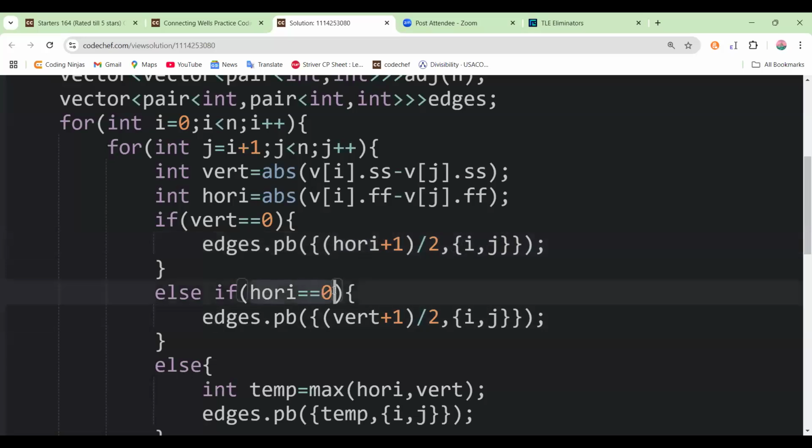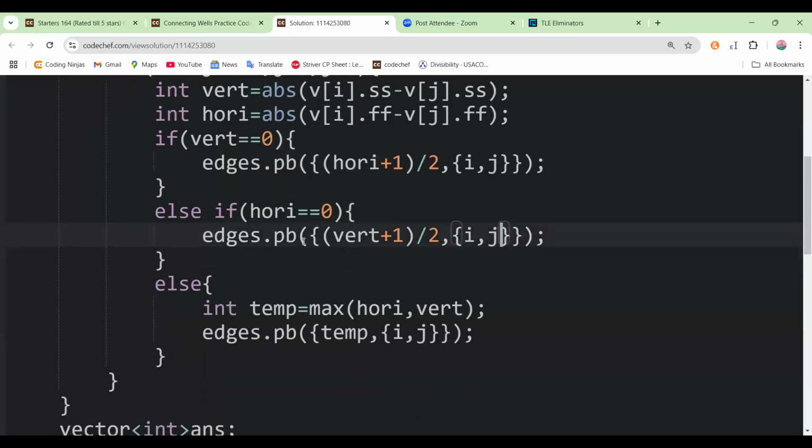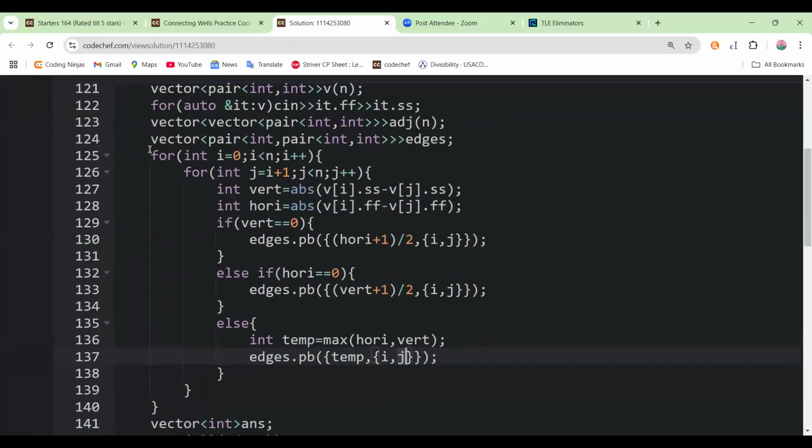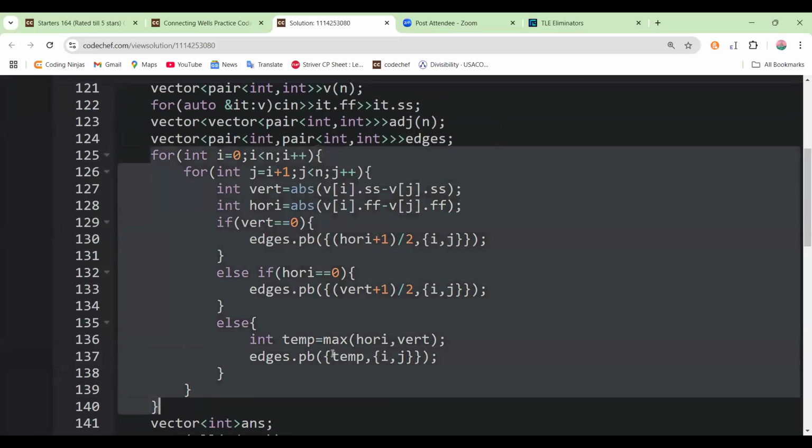Similarly, if the horizontal value is 0, then in my edges I am simply pushing back (vertical plus 1) by 2, and the edge is between i and j. If both are not 0, I am simply taking the maximum of these horizontal and vertical distances, and in my edges I am pushing back this weight as temp and the edge between i and j. Is this part of code clear for everyone? How I am constructing the edges?